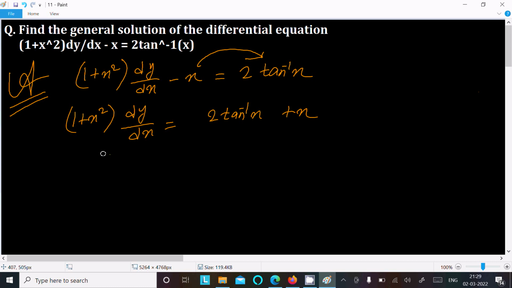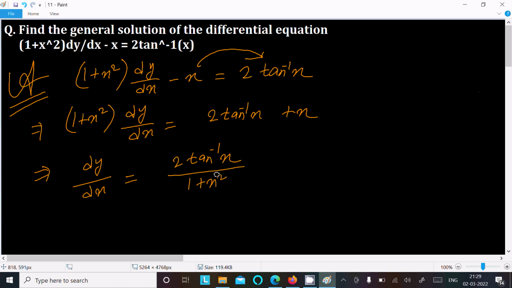After that, we can write dy by dx equals 2 tan inverse x times 1 divided by (1 plus x squared), and after that plus x divided by (1 plus x squared).